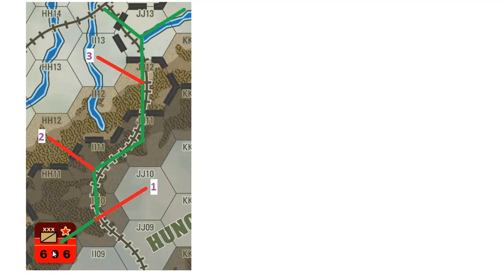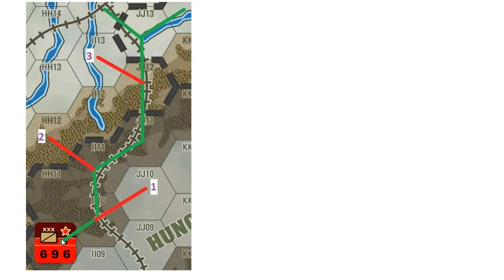The unit does, however, if the player is clever, have a way of reaching HH12. Namely, the 696 moves here, that's just a movement into clear terrain. Here, that's just a movement into clear terrain. Along the railroad to here. And now, since it's moved here by railroad, it gets to move 1 square off the railroad to HH12. So those are the sorts of moves that are allowed.